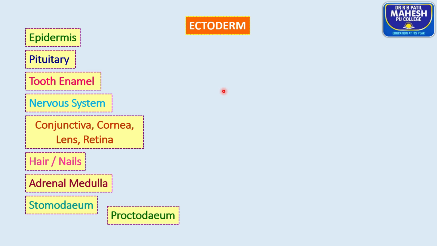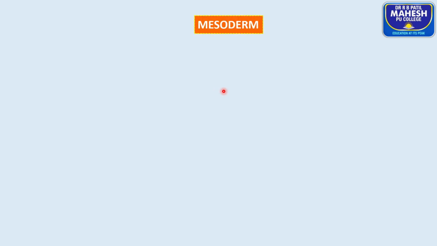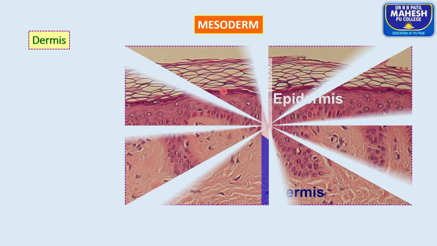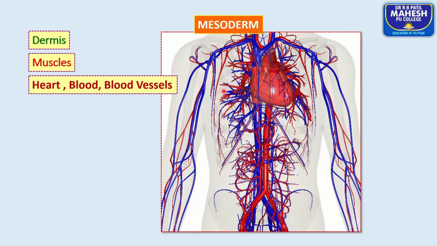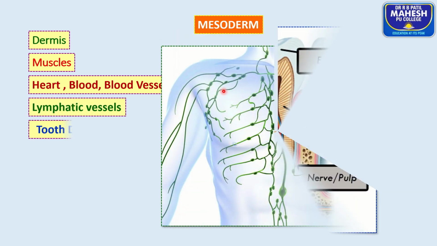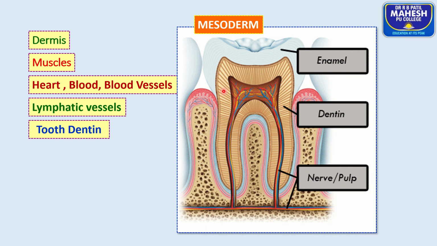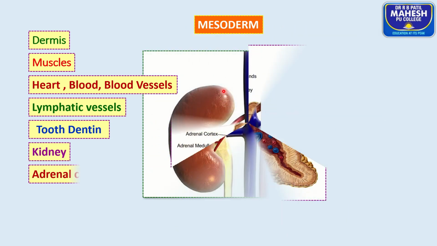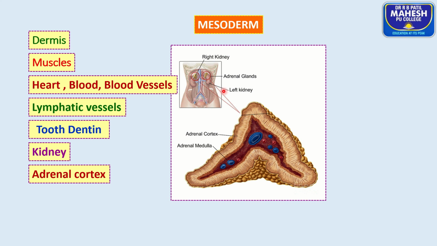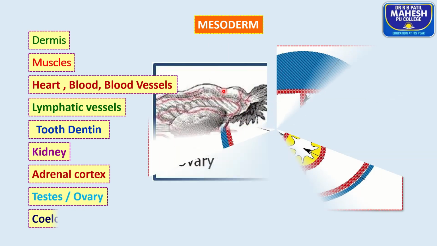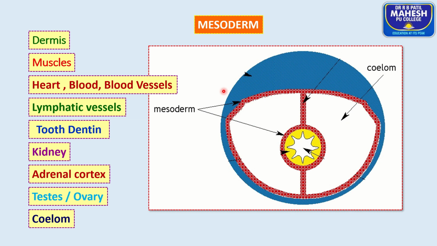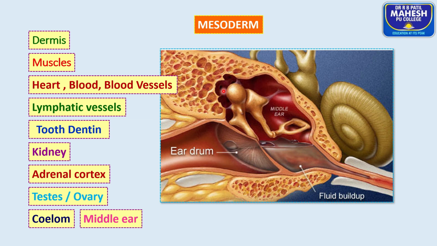Let us move on to the mesoderm. From the mesoderm: dermis of the skin, muscular tissue, circulatory system, lymphatic vessels, tooth dentin, kidney, adrenal cortex. Look at here: adrenal medulla is derived from ectoderm, whereas adrenal cortex is derived from mesoderm. Testes and ovary, and coelom. Also the middle ear.